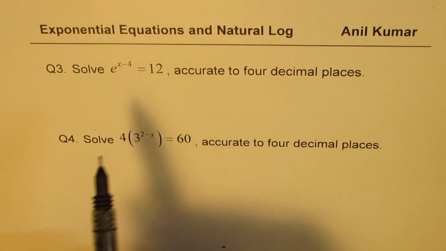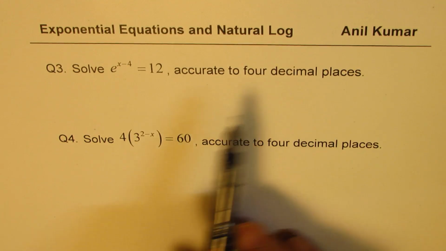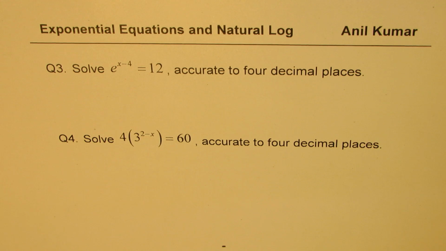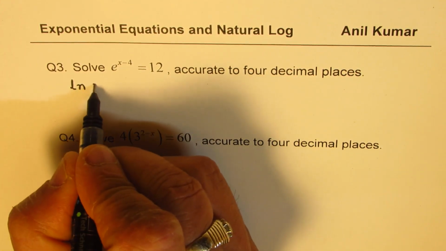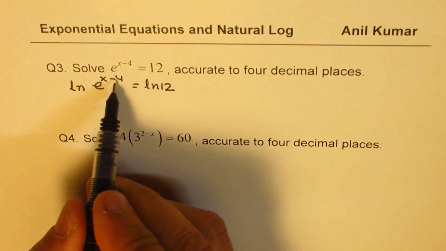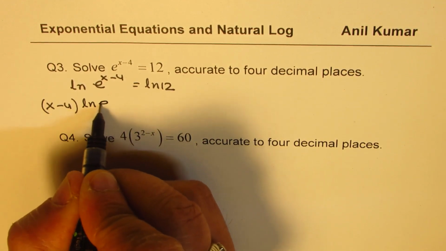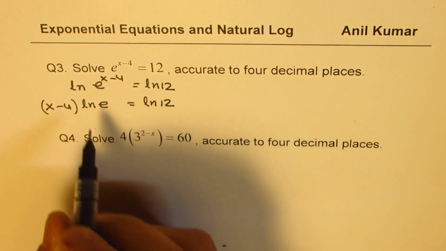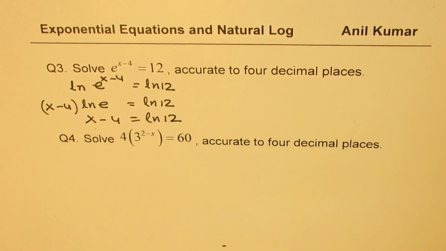Question number 3. Solve e to the power of x minus 4 equals to 12, accurate to 4 decimal places. Same strategy as we did last time. So you know this strategy. You can now pause the video, answer, and then look into my solution, right? So what we will do, we'll take natural log on both sides, that is ln e to the power of x minus 4 equals to ln 12. Using the properties, I could write this as x minus 4 times ln e is equals to ln 12. Now ln e is 1, so we get x minus 4 equals to ln 12, correct?